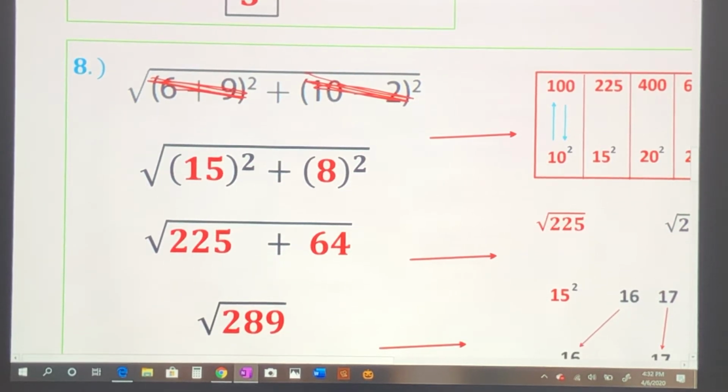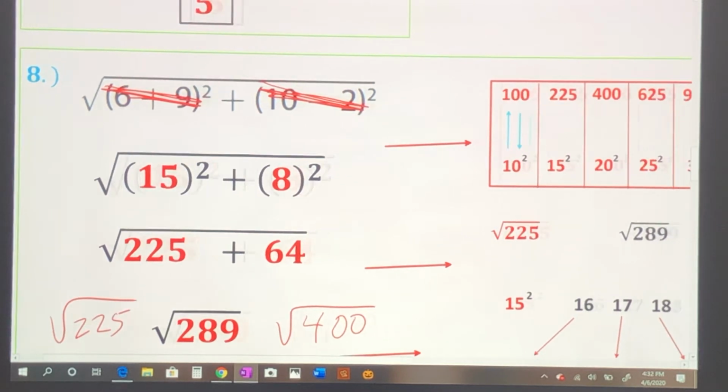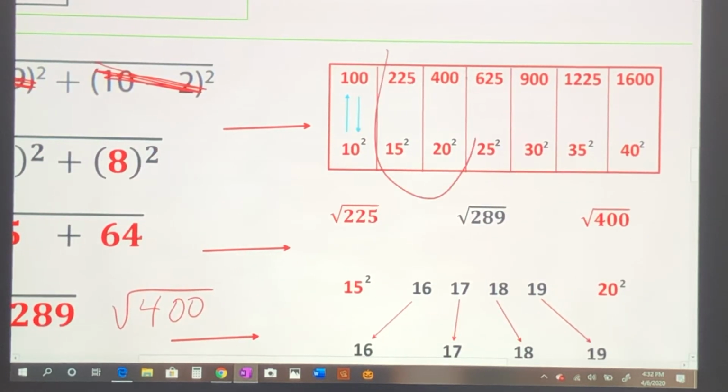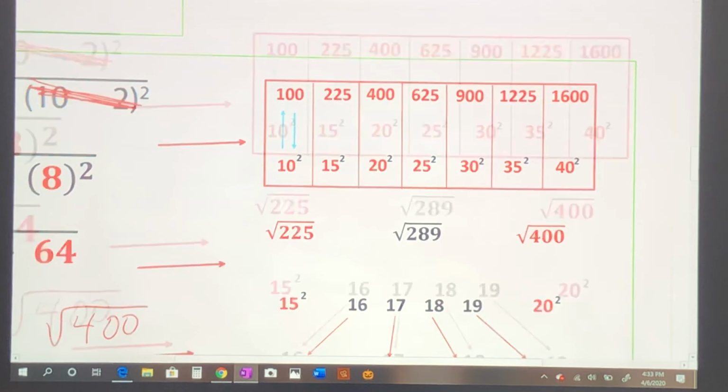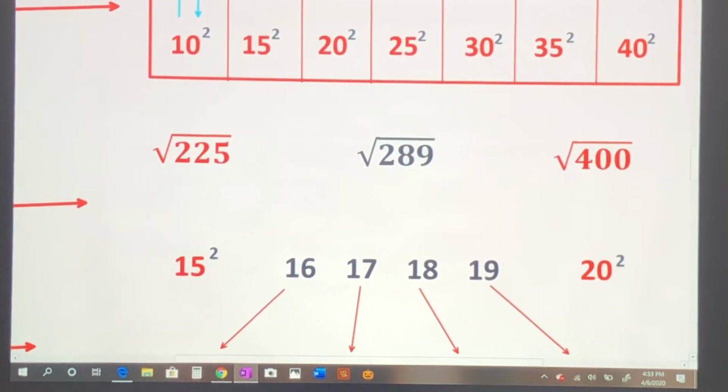Okay, so I'm going to come over to my table again, and let's see if I can do it without the table. I'm not sure. I know that 20 squared is 400. And I know that 15 squared is 225. So it's going to be in between 15 and 20. So if I look at my table, yep, it's right there. Okay, so I know that it's going to be between 15 and 20. So if you look down here, it's going to be 16, 17, 18, or 19.